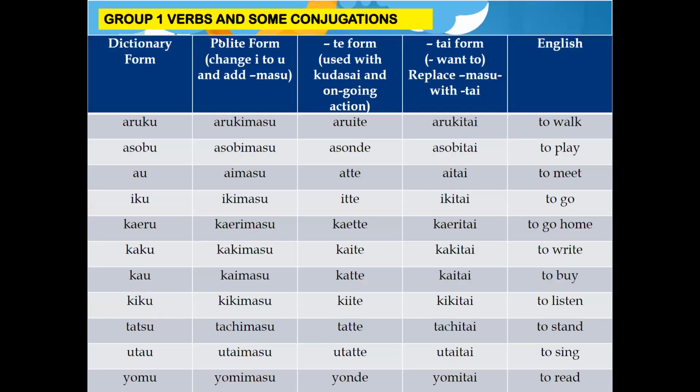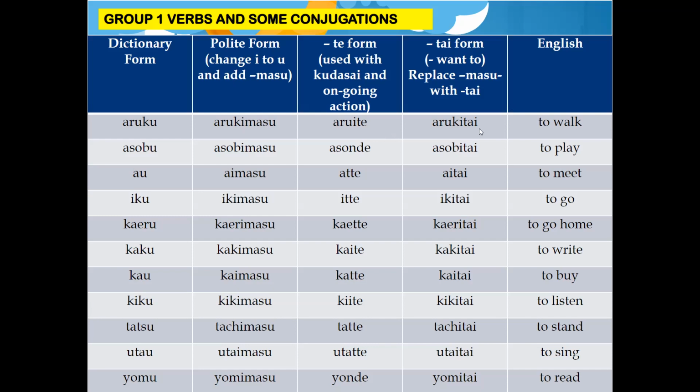And for the group 1 verbs, we have some conjugations here also. Somehow this serves as the summary. We have first the dictionary form, and on the 5th column is the English translation of the verb. You notice all of these are expressed as infinitives, and on the 2nd column you have the polite form using the MASU form, and on the 3rd is the te form, and on the 4th one is the tai form. So the tai form was not discussed a moment ago.